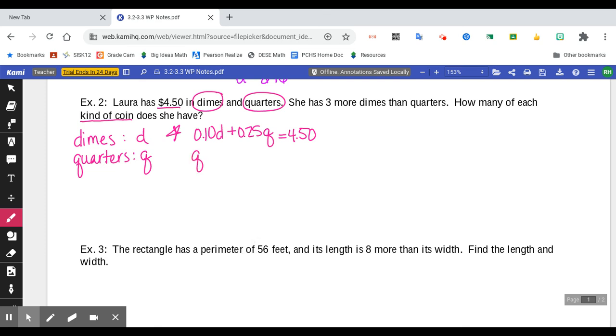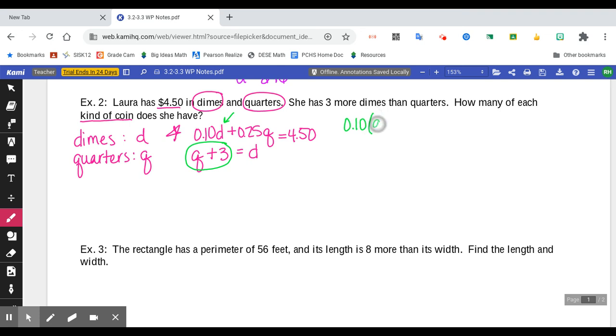So if I take quarters and I add 3 to it, you're going to have the total number of dimes. 3 more dimes than quarters. Okay? This is obviously going to be substitution because it's equal to D. So I'm going to circle the Q plus 3, and I'm going to put it right in here for D.